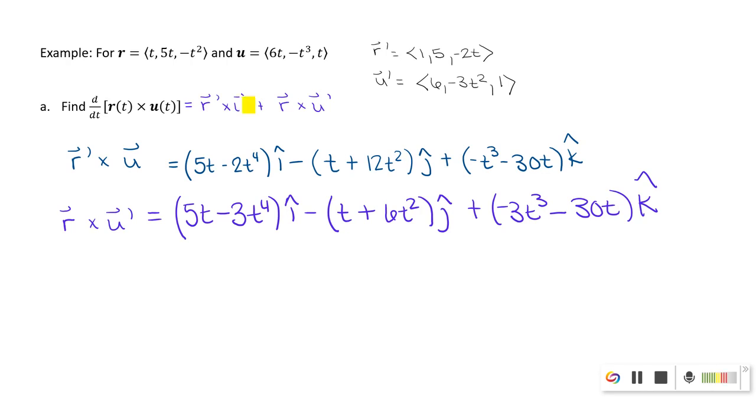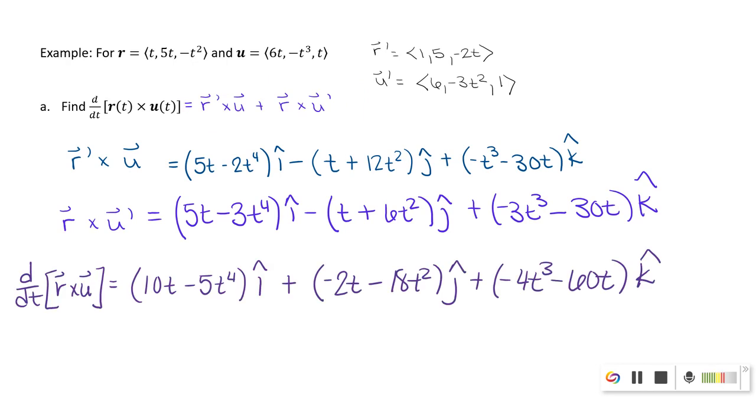And then finally, the product rule says we add together those two cross products. And so I'm going to add those together by just adding the corresponding components. So I did 5t minus 2t to the fourth plus 5t minus 3t to the fourth, and that's how I got the 10t minus 5t to the fourth. That's my i component. And then I distributed those negatives for the j components and then added the terms together to get the negative 2t minus 18t squared j.